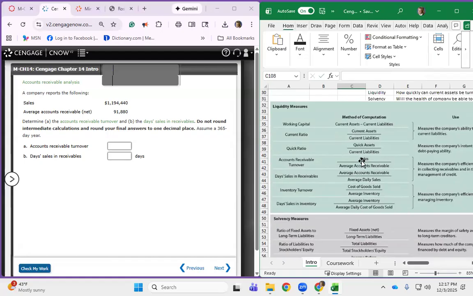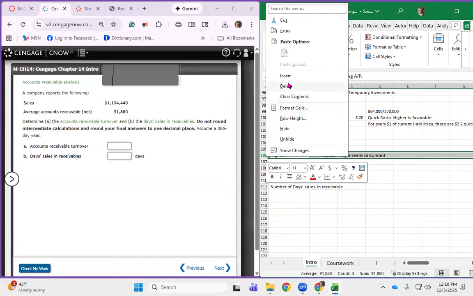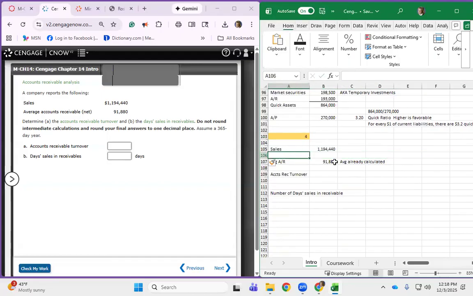So accounts receivable turnover is your amount of sales divided by your average accounts receivable. Then the days sales in receivables uses that same average accounts receivable as the numerator and figures out what your average daily sales is. All right, so before we go any further, I want to know what our average daily sales are. So I am going to scoot this down and I'm going to put average daily sales and I'm going to calculate that.